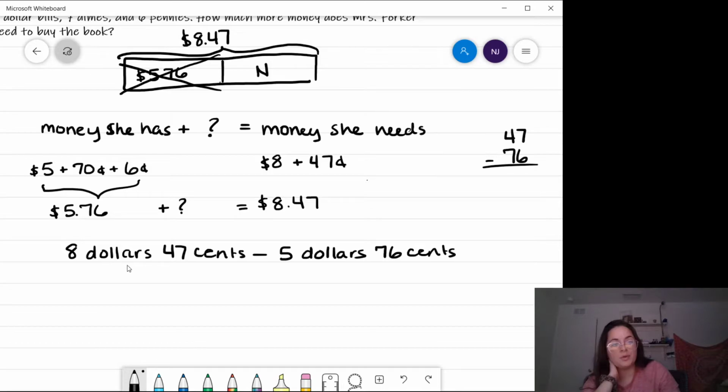Well, we have some dollars here. So we can actually take away $1, turn this into $7, and turn that $1 into 100 cents. So I can rename this as $7 and 147 cents, because it's like I took away $1 and turned it into 100 cents. So now, can I take away 76 from 147? Yes, I can.